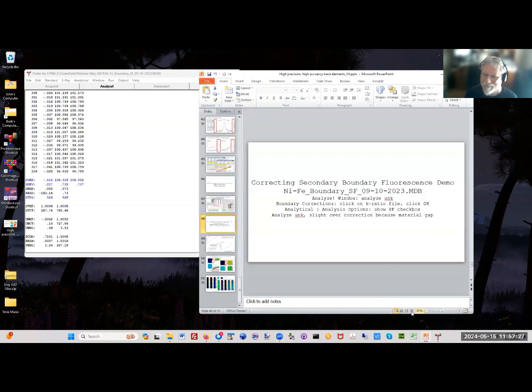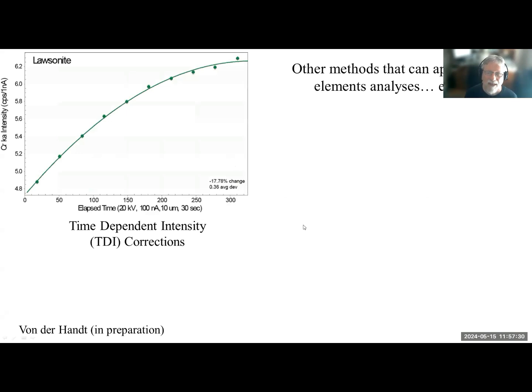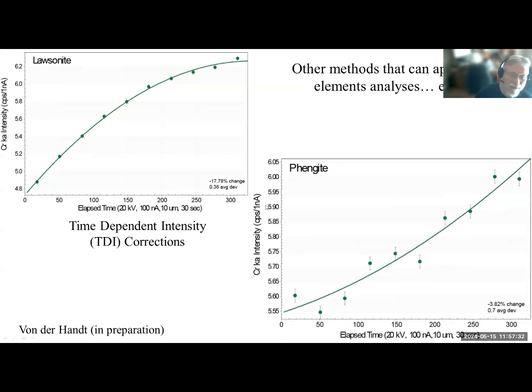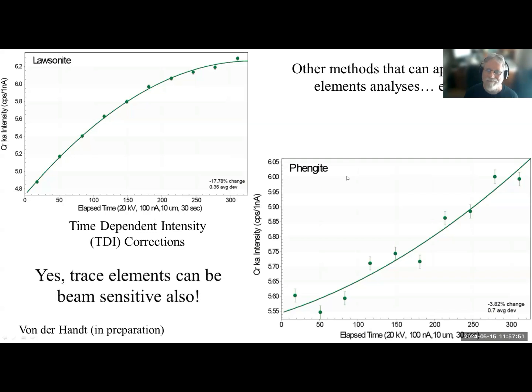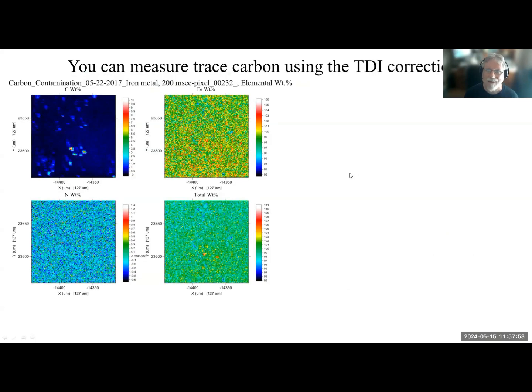All right, almost there. And as Anette von der Handt is documenting in a paper in preparation, these TDI effects can also be a problem for trace elements. And so we need to think about how our trace elements may be beam sensitive. And so this is something that can be done. We can do this. And then even trace carbon, we can do trace carbon by using TDI curves.